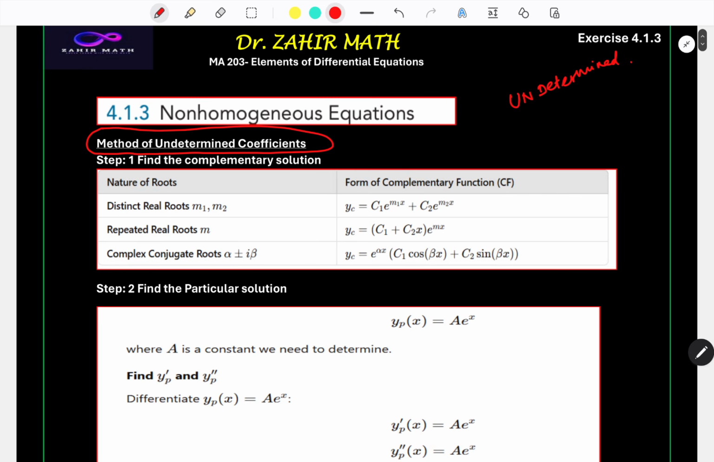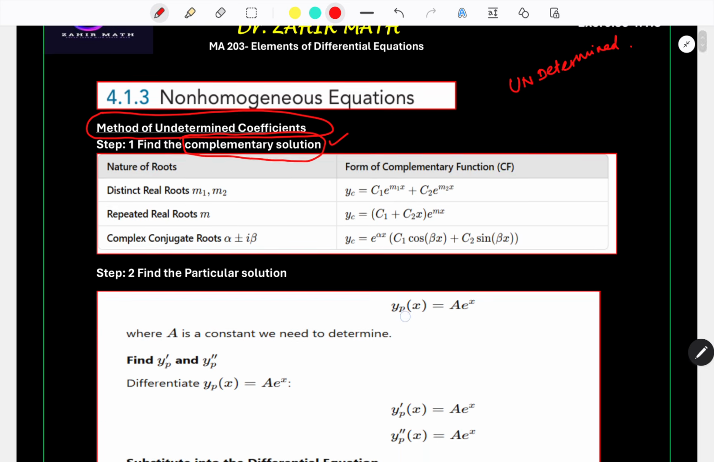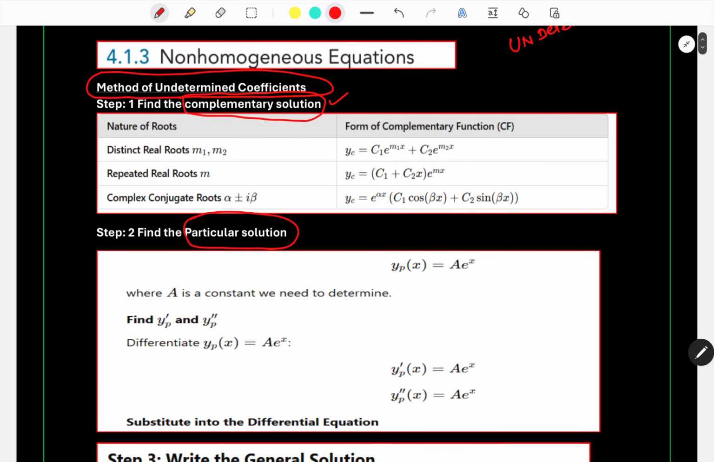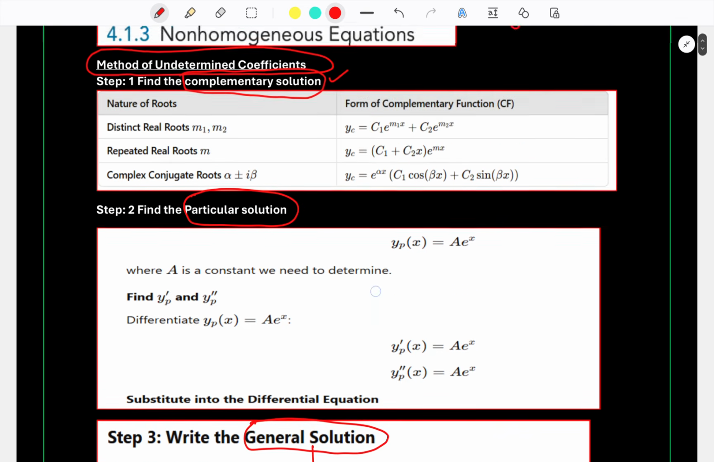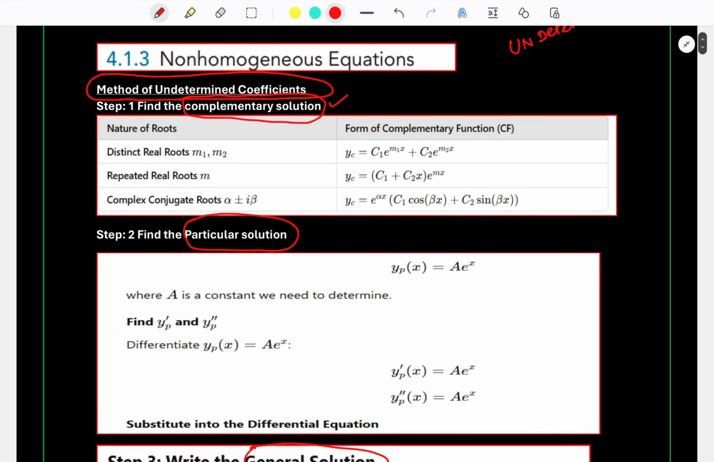Step number one, we are going to find the complementary solution. Step number two, we are going to find the particular solution. And step number three, we are going to find the general solution. The general solution is y equal to the complementary solution plus the particular solution. This is called the general solution. So when I find the first two steps, the third step is very easy, just add them together. That's it.